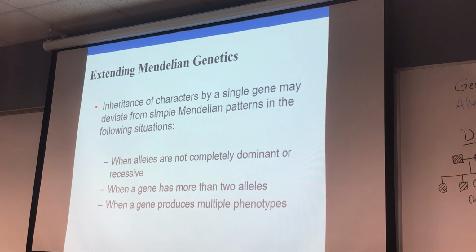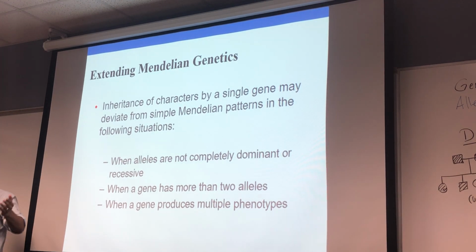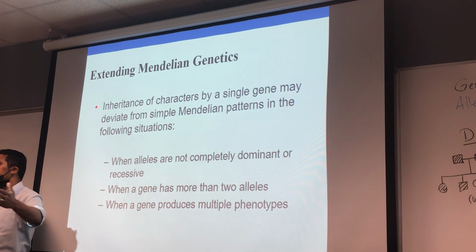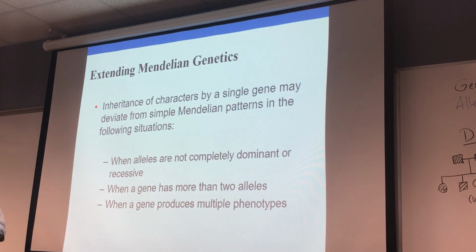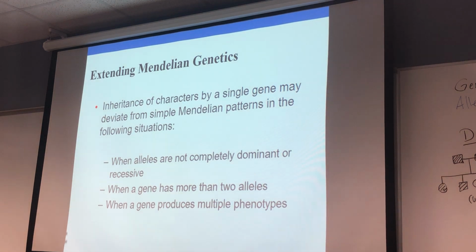Okay, so extending Mendelian genetics, the inheritance of characters by single genes may deviate from simple Mendelian genetics. This is really simple, right? We simplified: two alleles, one gene. But it can actually be more complicated than that. For example, whenever alleles are not completely dominant or recessive, where here we just see dominant or recessive. Or when a gene has more than two alleles, where here we just see two, but it can actually be more. And when a gene produces multiple phenotypes, not just, for example, one flower color. So it can be more complicated than that.